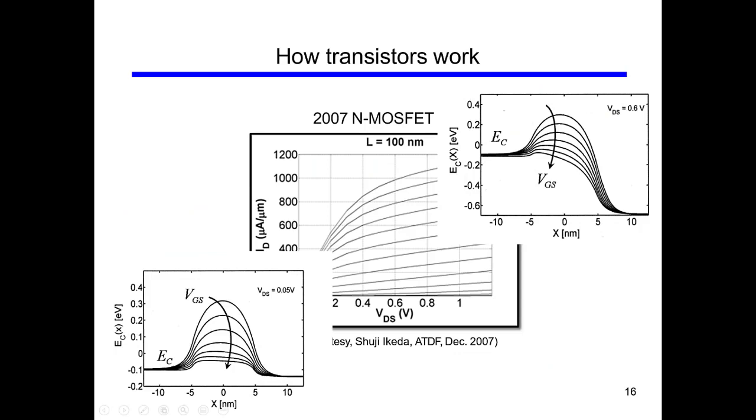So here is a summary of what we have discussed. This is the curve in the linear region. In the linear region, if you change VGS from low to high, the potential barrier will go down. You see here the VDS is constant, and on the other side, this is the saturation region.